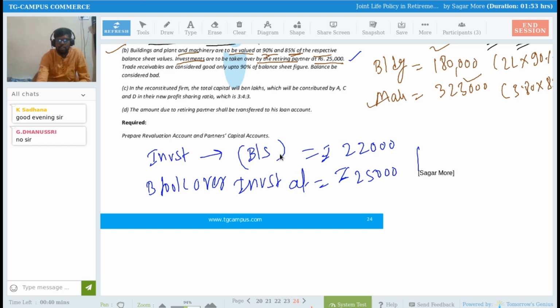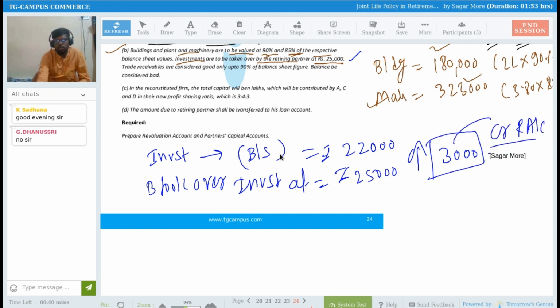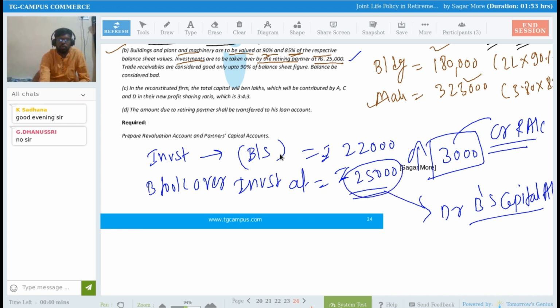So it means value of investment increased here by 3,000. So you have to write down this 3,000 on the credit side of revaluation account, right? And if the investment is taken over by B, then 25,000 rupees you have to debit to B's capital account as well, right? At rupees how much? At rupees 25,000 only, because he's taking over that investment at rupees 25,000.